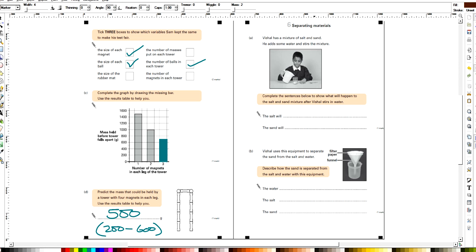Done. Okay. Separating materials. Vishal has a mixture of salt and sand. He adds some water and stirs the mixture. Complete the sentence below to show what will happen to the salt and sand mixture after Vishal stirs in water. The salt will... let's give somebody else a chance. The salt will dissolve. Excellent. The salt will dissolve, and the sand will stay as it is, do nothing, sink to the bottom. Okay, the salt will dissolve.